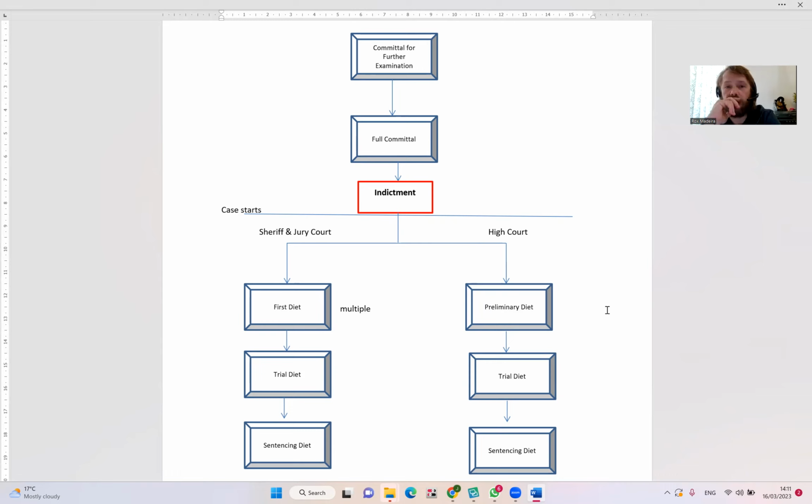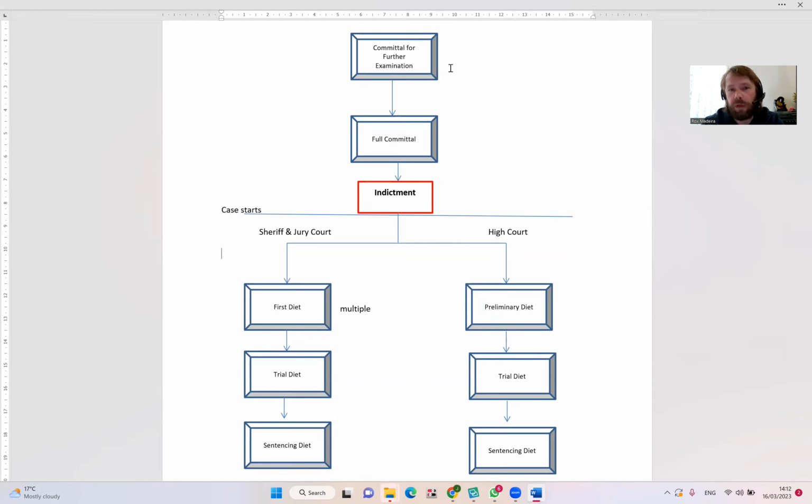The main peculiarity for solemn procedure cases in Scotland is that they've got a stage of the proceedings here called the committal, and there are typically two committal hearings. Now, solemn cases can be tried in the sheriff court or in the high court, depending on how serious the case is. If it's at the top end of seriousness, let's call it that, you would go to the high court. If it's serious but not a murder, maybe an assault to permanent disfigurement with a racial aggravation, something like that, it might be tried in the sheriff and jury court, for example.